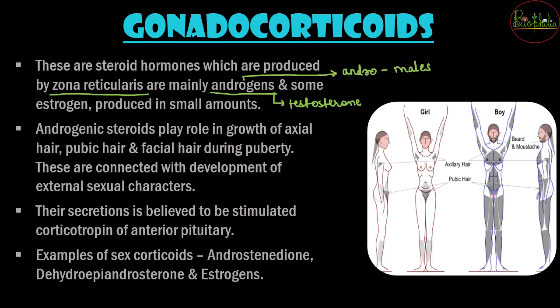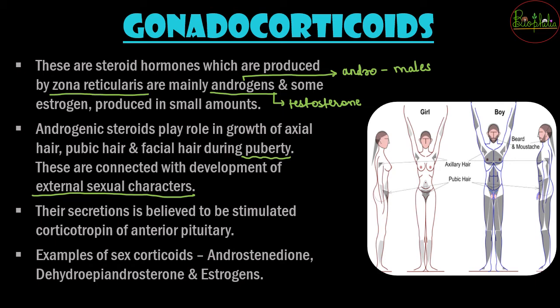Now the androgenic steroids, that is nothing but these androgens, are going to function for the external sexual characteristics, just as testosterone functions for secondary sexual characteristics. Similarly here, this will be functioning for the growth of axillary hair, pubic hair, facial hair. So all these external characteristics which change during puberty will all be accelerated because of these gonadocorticoids.